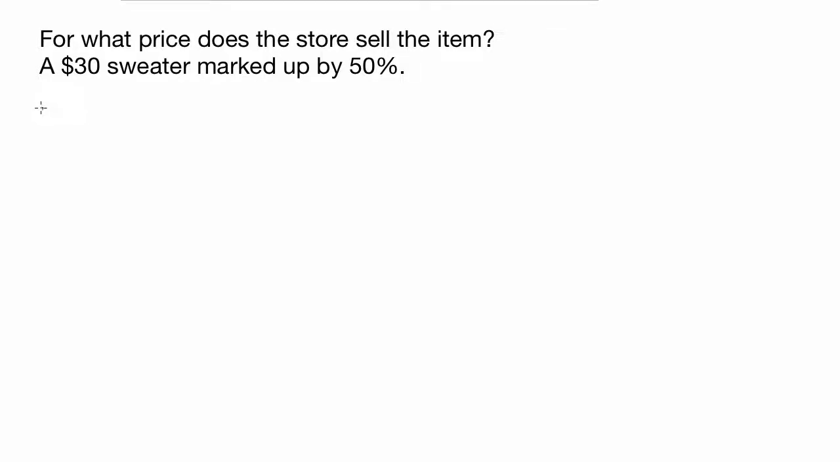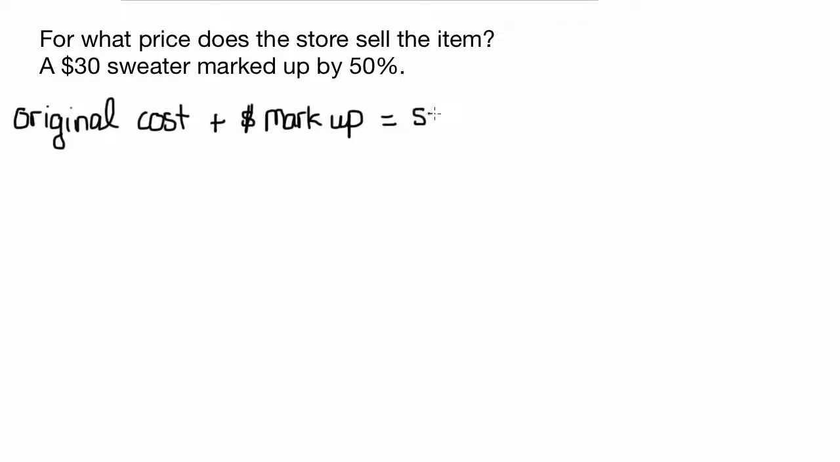Well, let's think about what's going on here. You have the original cost of the item. And then you're going to add the markup. So you're going to add the dollar markup, not the percent, but the dollar markup. And that's going to equal the selling price, what the store is going to sell the item for. So the original cost we know is $30, because we're given that information right here.